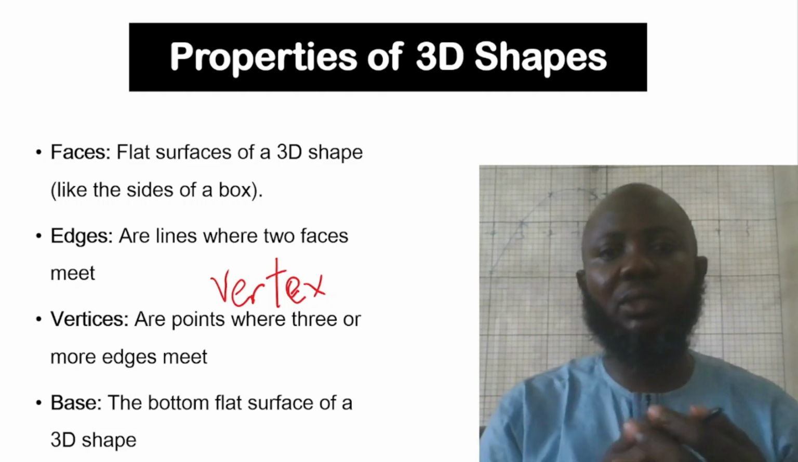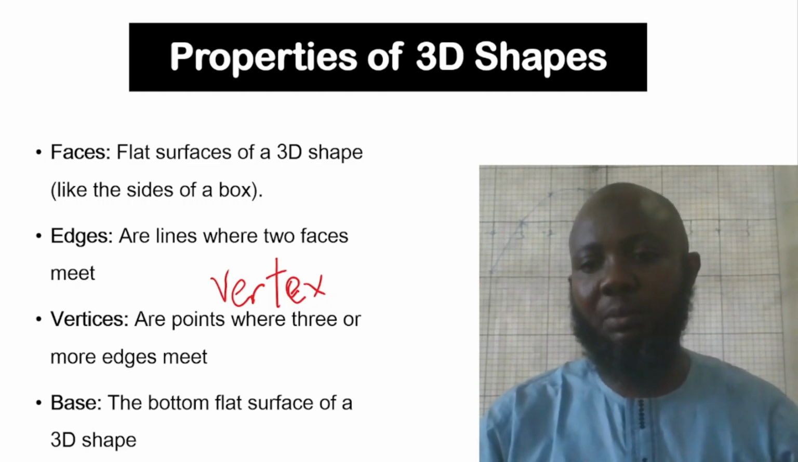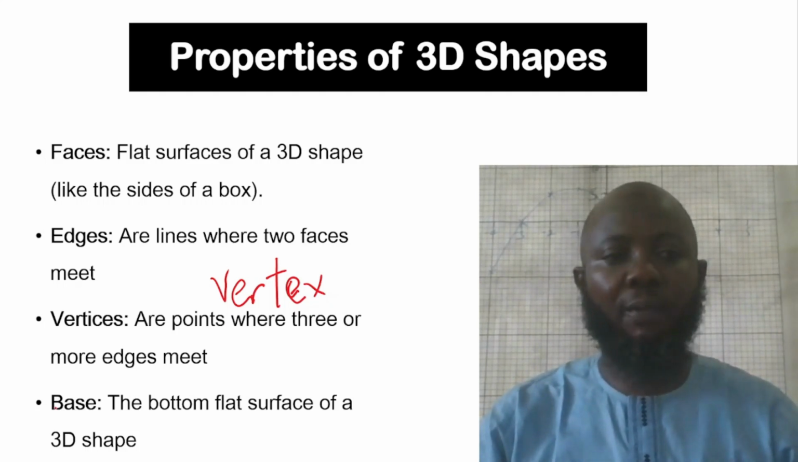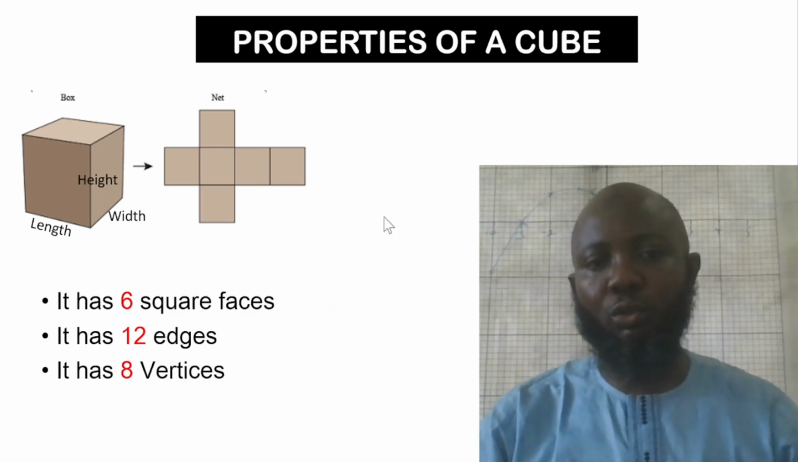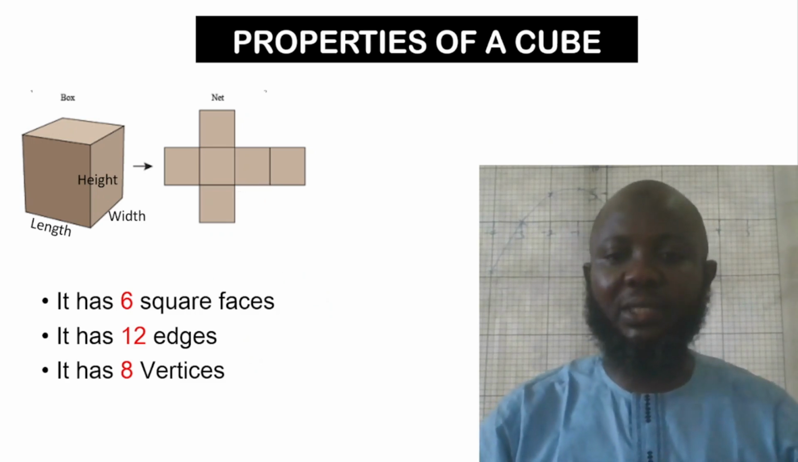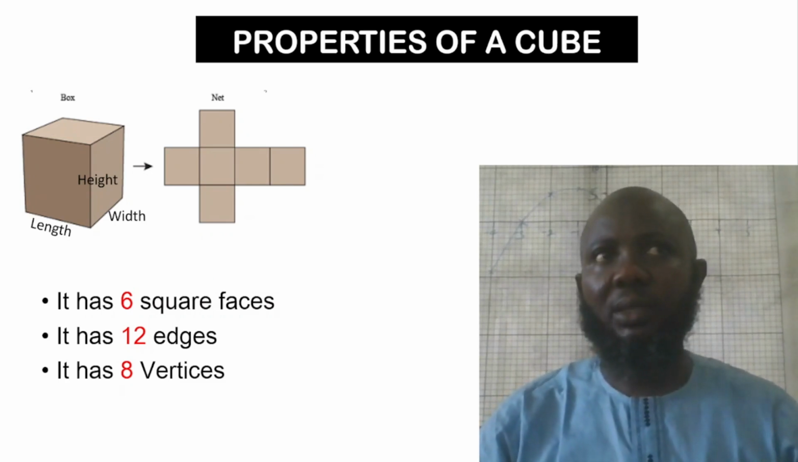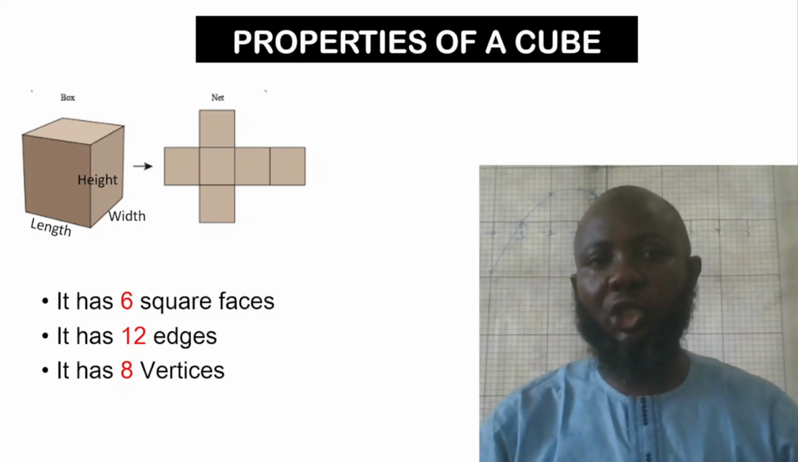So we're now going to be looking at these shapes one after the other to explain them. The first one we have here is a cube. So this is a cube. When we open it, we're going to have this. That is its net. The net of the cube is this. So if you open it, you're going to see that we have six faces, and each of the faces is in the form of a square.